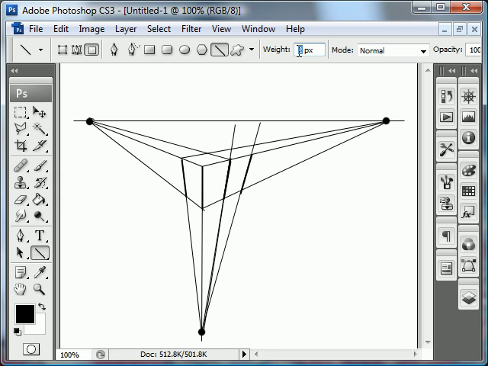That's the golden rule of perspective. All parallel edges and lines will appear to meet at a vanishing point when you put them in perspective. Okay?